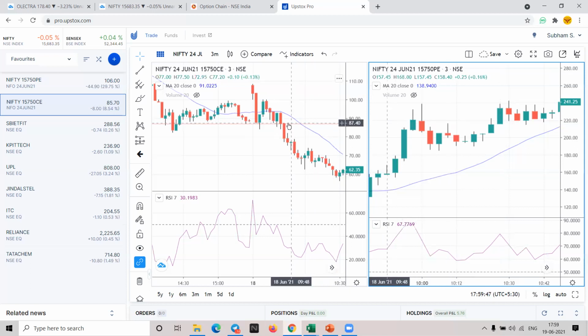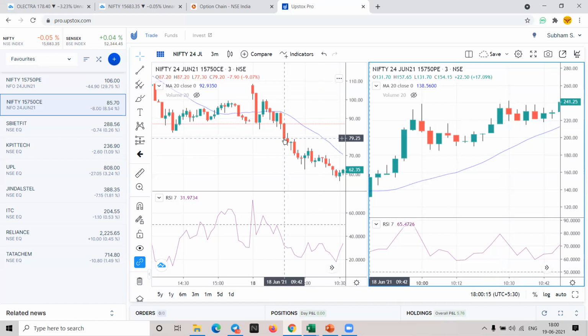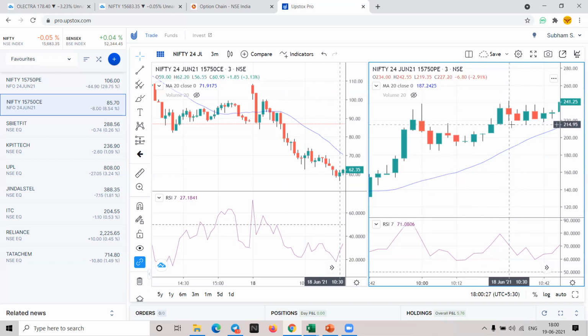Similarly, if you just look at here, what is the high? 87.2. We'll round it off to 88. When we are doing selling, we take the higher next whole number. When we are doing buying, the lower whole number. So in this case, we'll round it off to 215, and in this case, we'll round it off to 88.